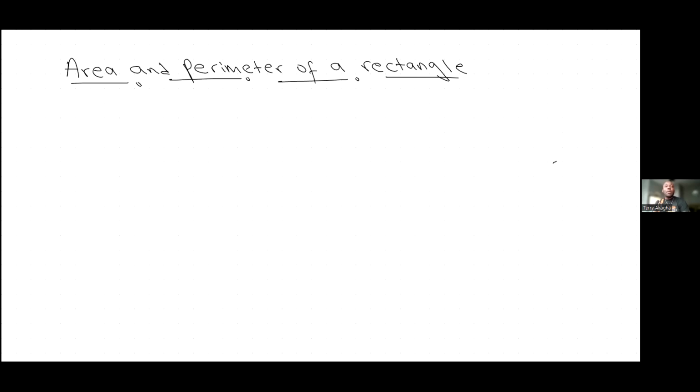So I'm going to talk about how to find the area and perimeter of a rectangle. Okay, how do you find the area and the perimeter of a rectangle?